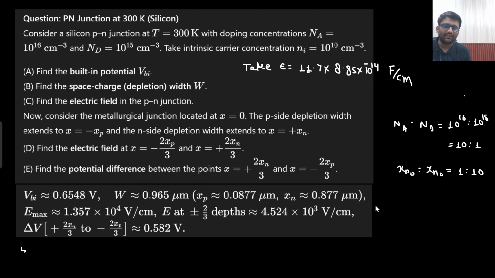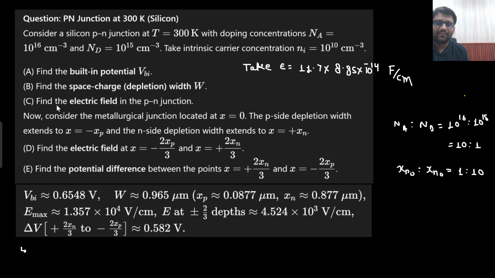Is that clear? So this is the thing we are getting. Although they did not ask it, we have still calculated it. Now option C, electric field. In the examination, if the electric field is asked, they are asking for the maximum electric field. Find the electric field in the PN junction. They are asking at the junction, and I know that at the junction the E field is maximum.